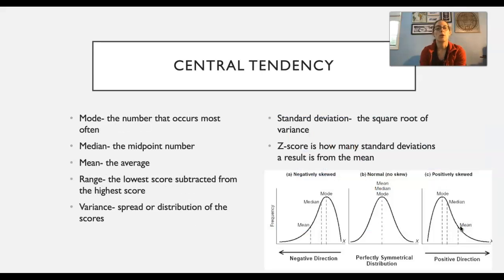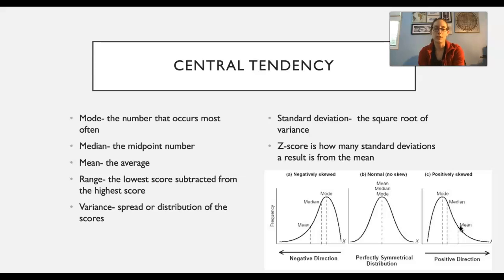So let's just do a quick review on central tendency. So these are your easy ones. The mode, which is the number that occurs most often, the median, which is your midpoint number, and your mean, which is your average. The range of those is simply the highest score minus the lowest score, whatever it is that we're scoring.